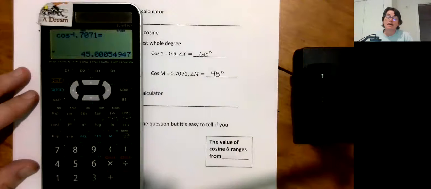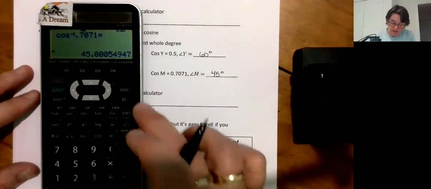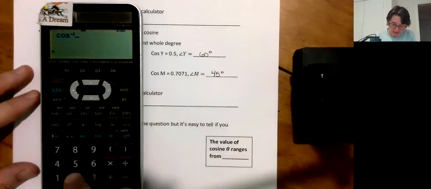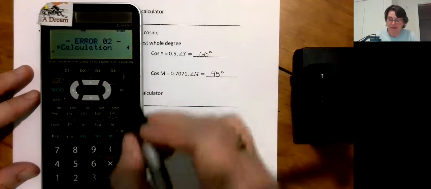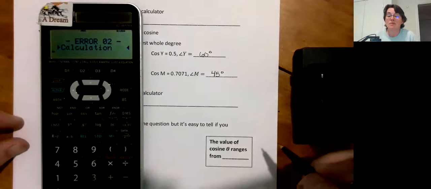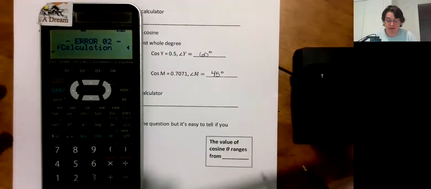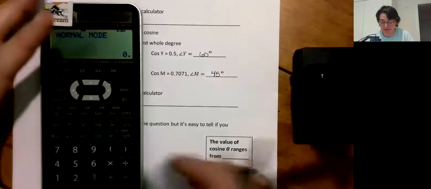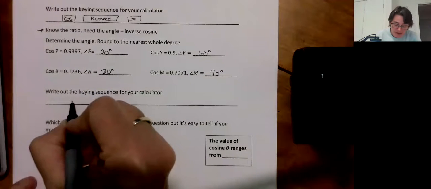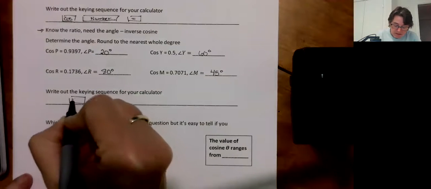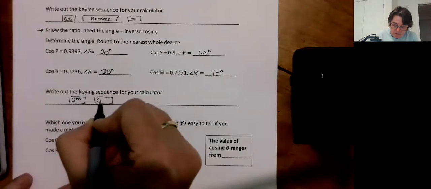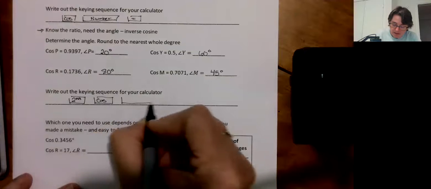If you accidentally use the inverse button when you shouldn't, let's say you go second cos and you have 25, it's just going to tell you there's an error. So try it one way. If it doesn't make sense, then you know you got it backwards. It's not a huge deal. Let's just clear that off. So for my calculator, it was second, and then cos, and then the numbers, and equal.